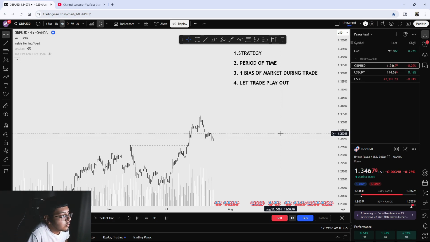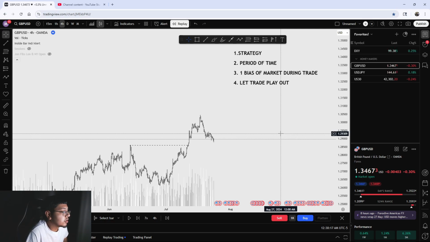Number three, one bias of market during trade. So whenever you're taking your trade setup, you want to have one single bias. Either you're bearish or you're bullish. Number four, let trade play out. So you want to be able to let your trade play out because this will determine whether you lose or win the trade. And from there, you can be able to tweak the common mistakes from your trading setup.